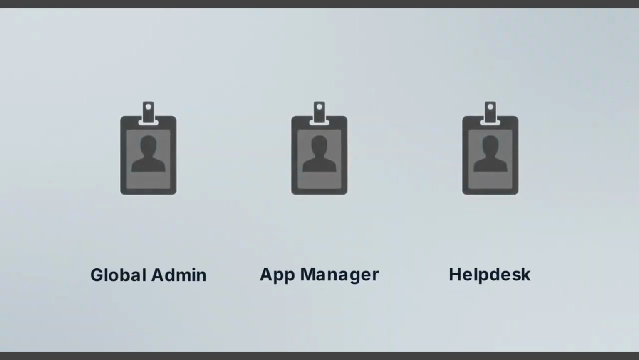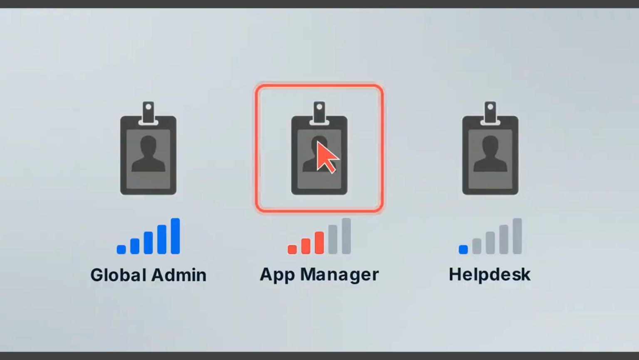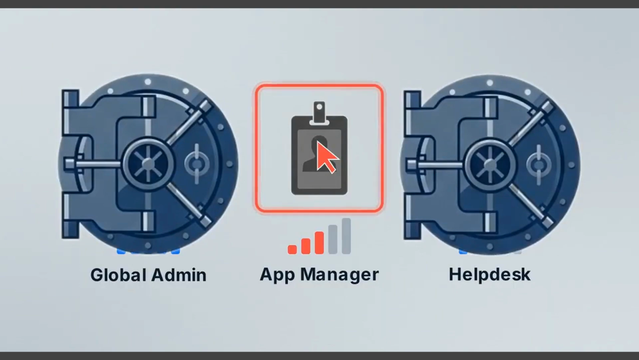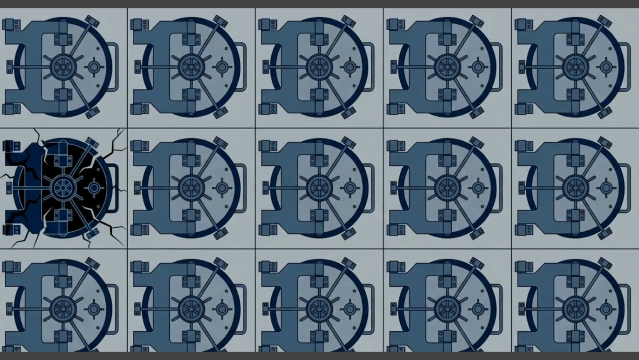RBAC is a security method that restricts system access strictly to the permissions an administrator needs to complete their assigned tasks. If an attacker compromises an application manager's account, they cannot alter core endpoint security policies. Distributing permissions across specific roles prevents a single breached account from dismantling an organization's entire security apparatus.